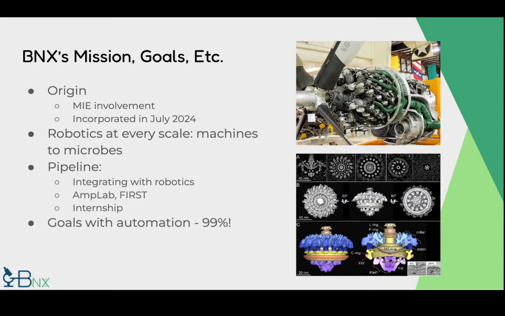But our goal is to automate the entire biology lab 99%. So there's very little human interaction. And obviously that helps with repeatability and accuracy of our experiments. And it's also super convenient because you can just press a button and walk away. So that's the goal. It's going to take a while to get there, but that's the goal.